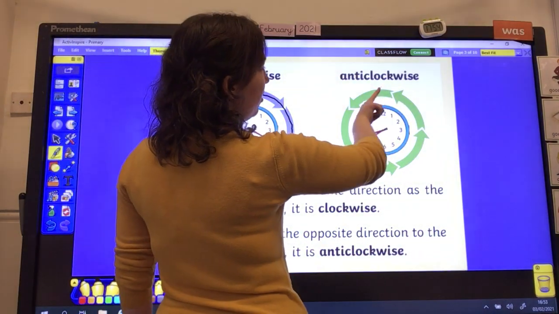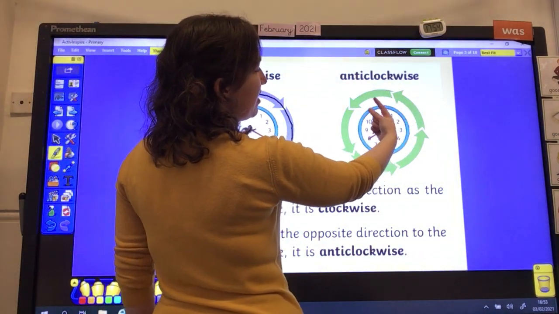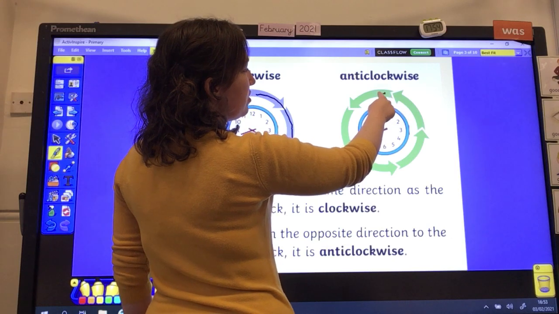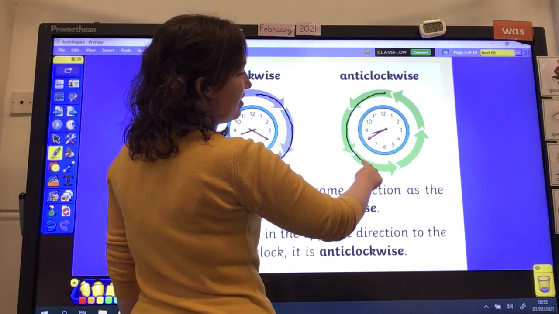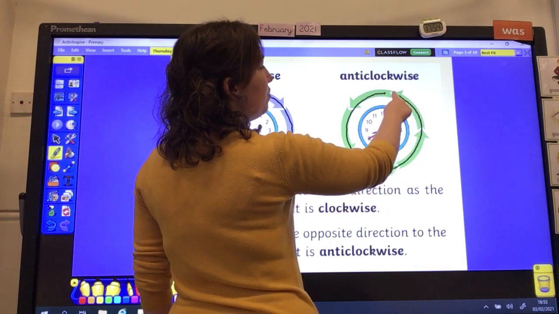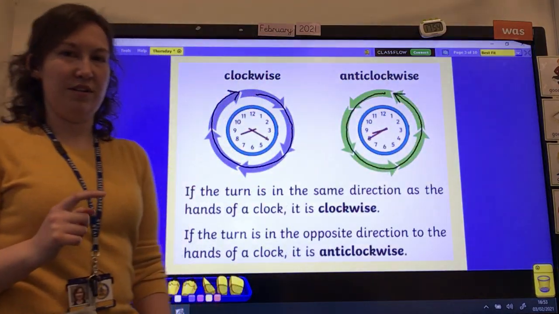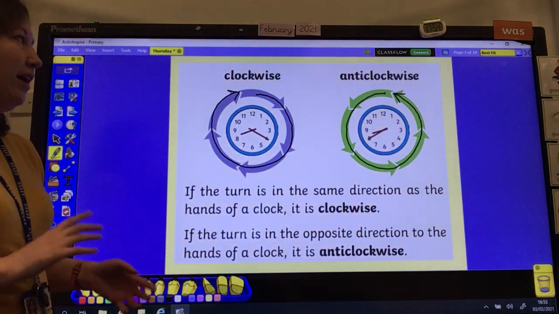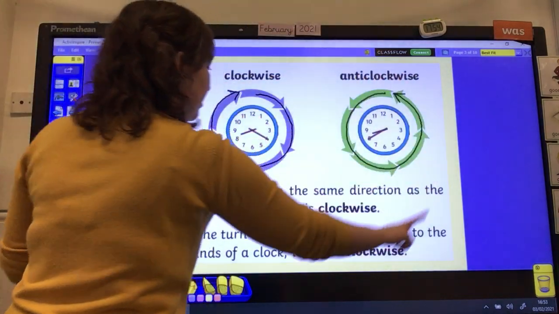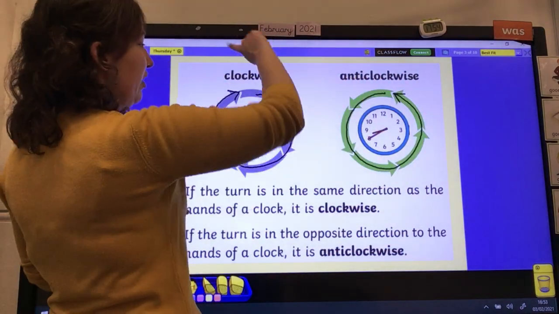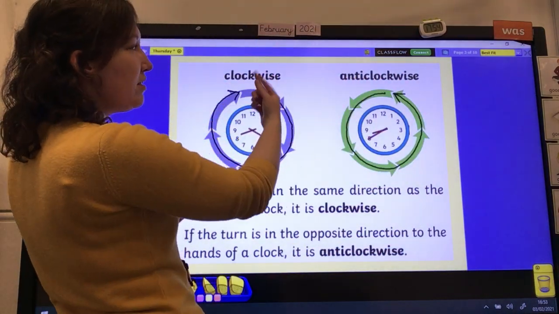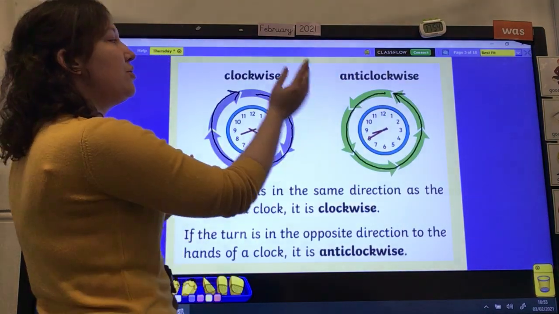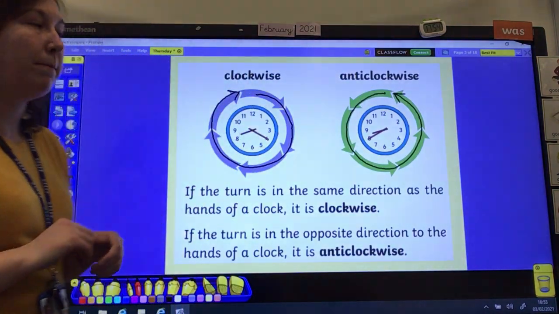So this time, rather than going 1, 2, 3, 4, 5, 6, 7, 8, 9, 10, 11, 12, it goes backwards. 12, 11, 10, 9, 8, 7, 6, 5, 4, 3, 2, 1. Counting backwards round the clock. So have a think. Clockwise is going the way round that the hands go on the clock, counting in the right order of the numbers. Anti-clockwise is going backwards. You're counting backwards with your numbers.